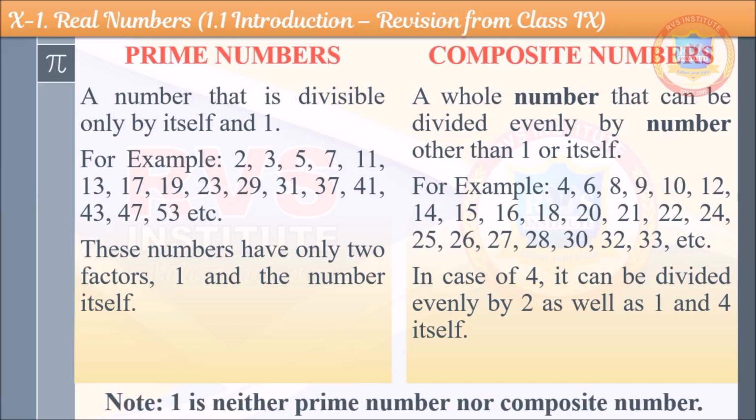1 is neither a prime number nor a composite number. Similarly, 0 is also neither prime nor composite.